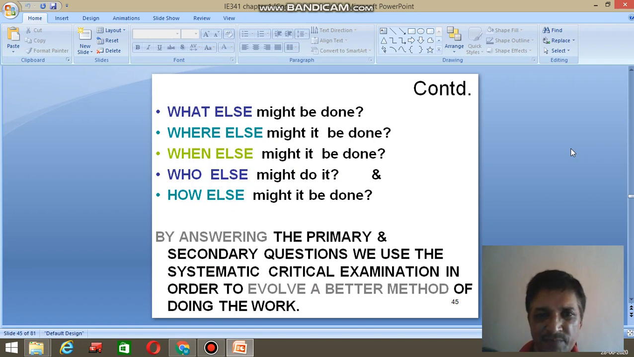What else might be done? Where else might it be done? When else might it be done? Who else might do it? How else might it be done? By answering the primary and the secondary questions, we use systematic critical examination in order to devise a better method of doing the work.